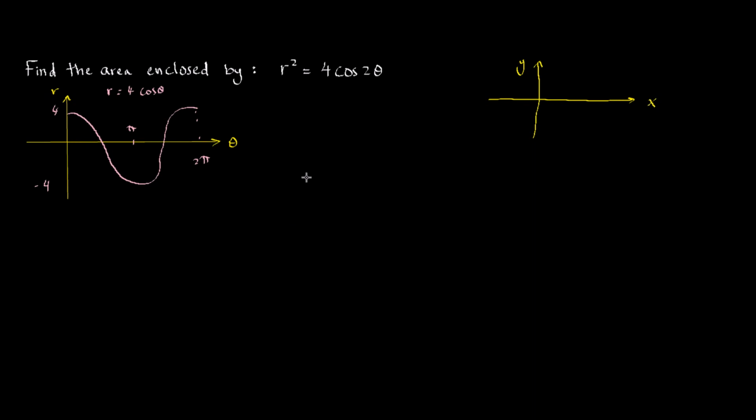Okay, now let's sketch the function r is equal to 4 cosine 2 theta. Again, this is the r-axis, this is the theta axis. So I'm trying to sketch r is equal to 4 cosine 2 theta. Now this is very similar to this, except this time we have 2 times theta, which means the frequency is doubled, and we have 2 cycles from 0 to 2 pi. So it's going to look something like this.